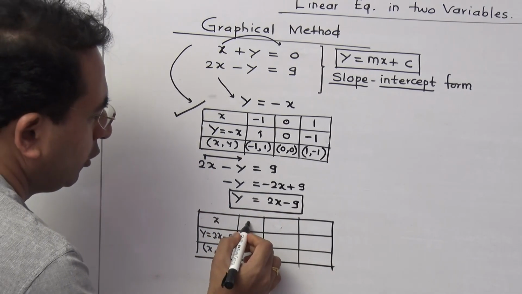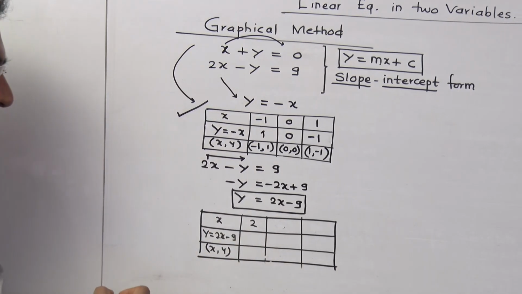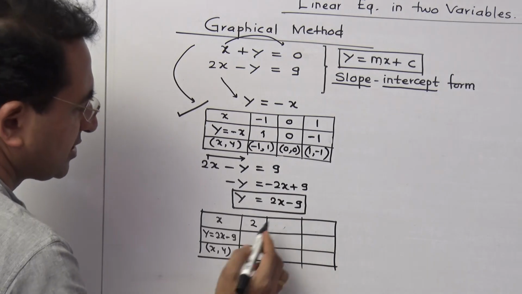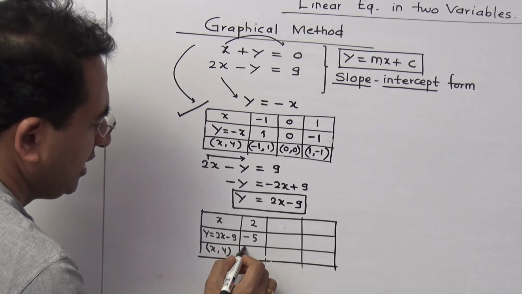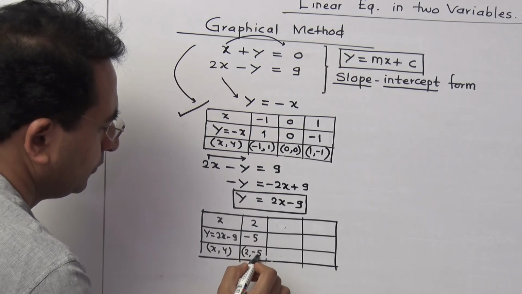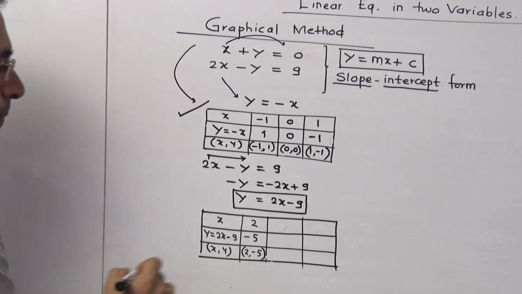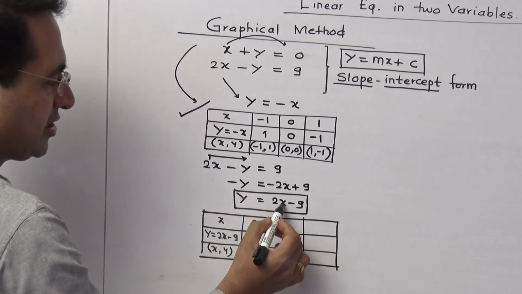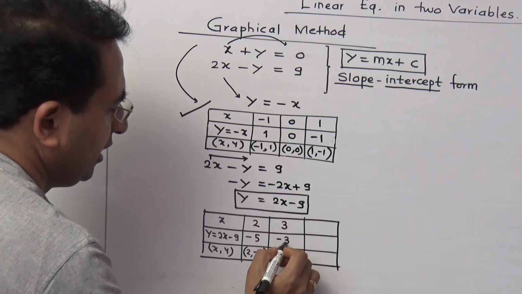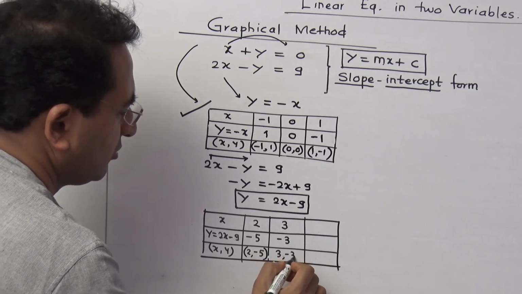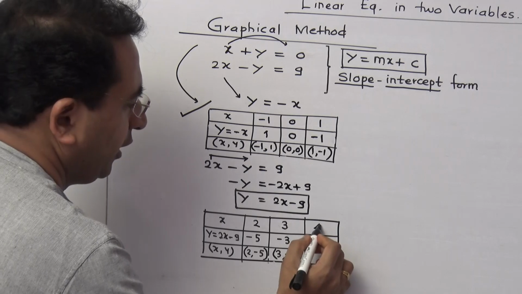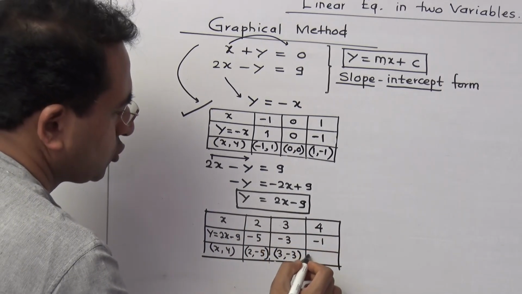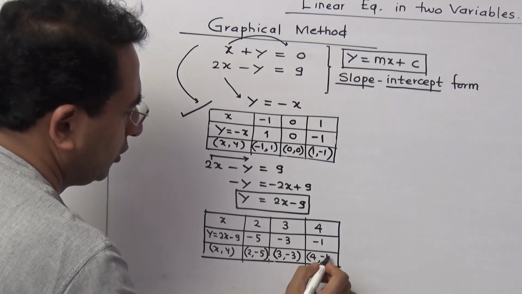Now if I take the value of x as 2, then check that. 2 2s are 4. 4 minus 9 is minus 5. This can be easily manageable on the graph. It is 2 comma minus 5. Now if I take the value of x as 3, 3 2s are 6. Minus 9 is minus 3. So we can write 3 comma minus 3. If I place 4 here, then 4 2s are 8, minus 9 is minus 1, so we can have 4 comma minus 1 on the graph.